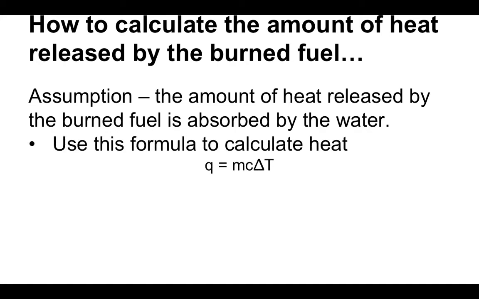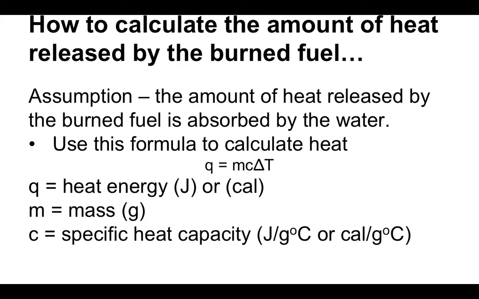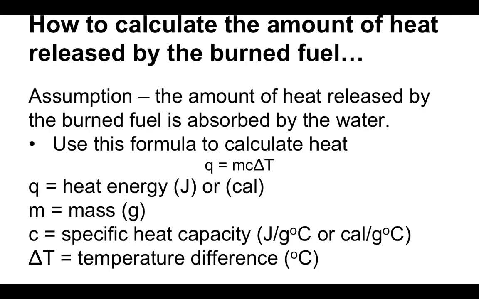We use this formula to calculate heat: Q, which is heat, equals m times c times delta T. Q is heat, and it's measured in joules or calories. M is mass, and we measure that in grams. C is the specific heat capacity of that substance, in joules per gram degree Celsius or calories per gram degree Celsius. And delta T is the temperature difference: the final measurement minus the initial measurement of that substance.